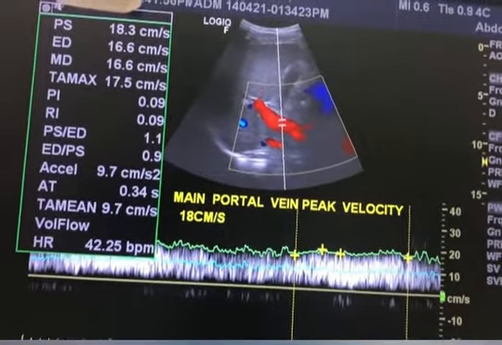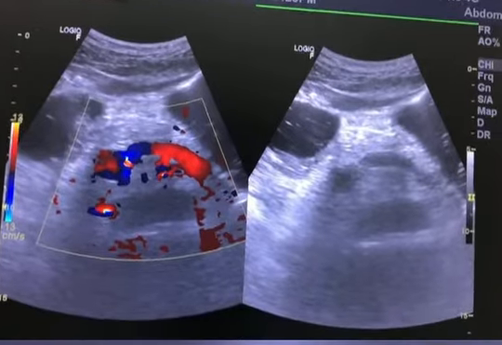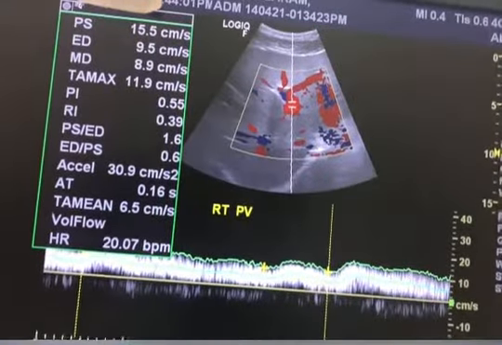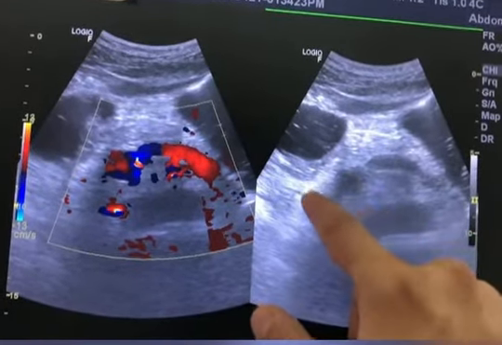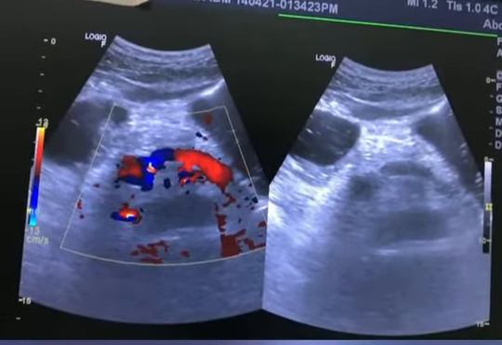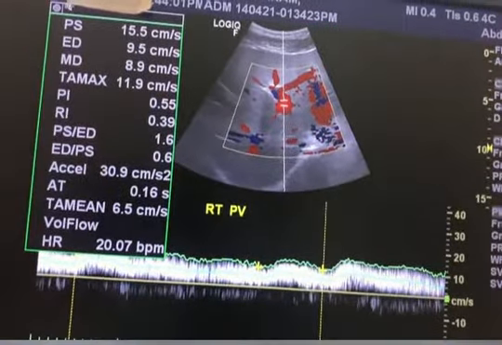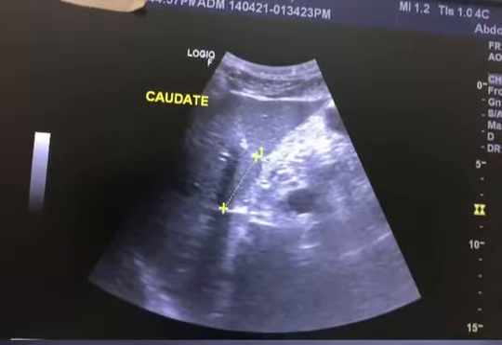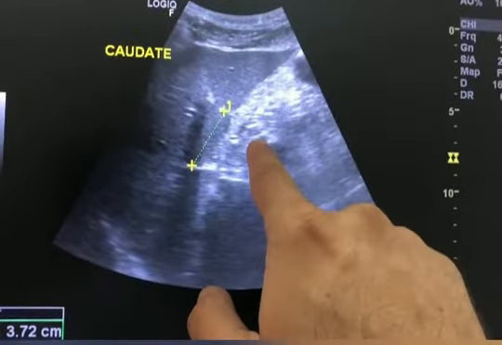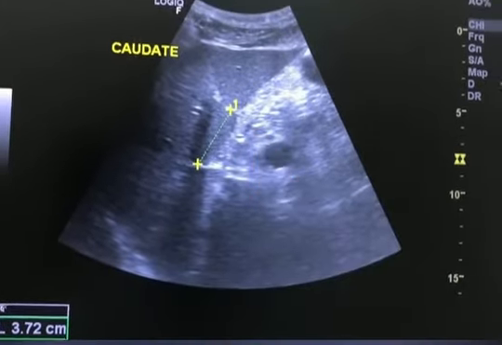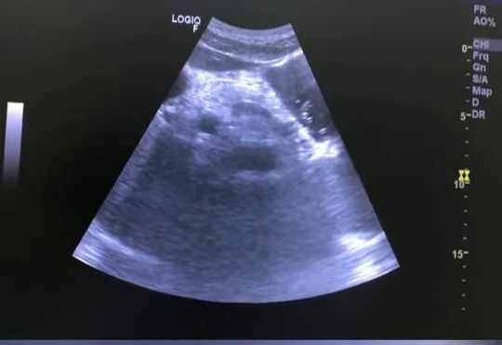The portal vein peak velocity is 20. This is portal vein at the pancreatic head. There is no cavernous transformation of the portal vein, otherwise you will see some cystic areas over here, which are the collaterals. This is the right portal vein. These collaterals we see over here near the pancreatic head, like these tiny vessels. This is pancreatic head.